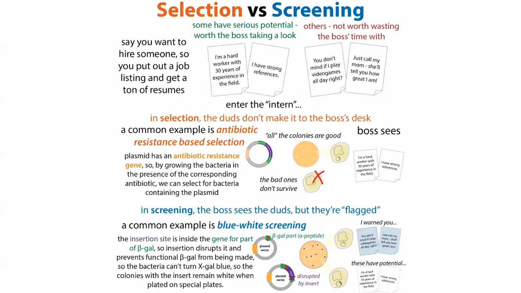That is an example of selection. So basically with selection media, we're only allowing things to grow if they have a certain trait. We also have screening media. So with screening, we're basically saying, okay, you can let everything grow, but somehow differentiate between the ones that have a trait and those that don't. So make them look a different color, say.